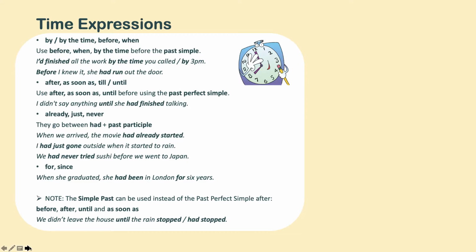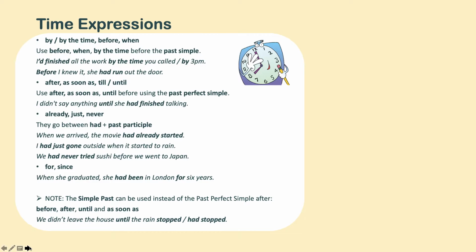Already, just, never. These words go between had and the past participle. When we arrived, the movie had already started. I had just gone outside when it started to rain. We had never tried sushi before we went to Japan.